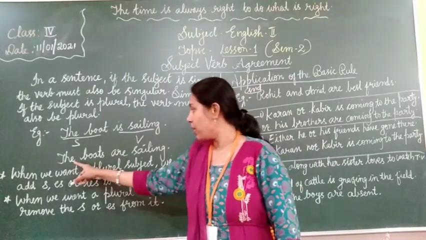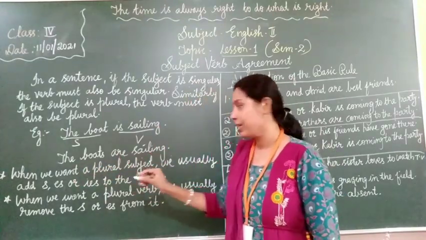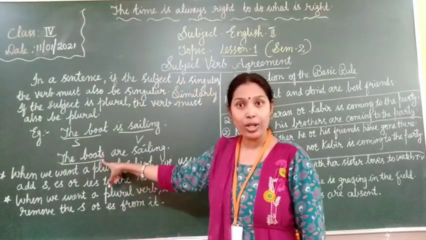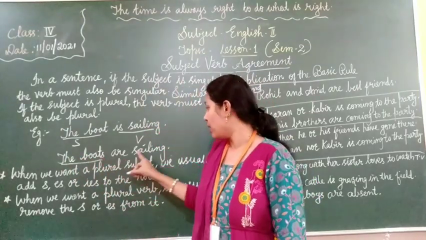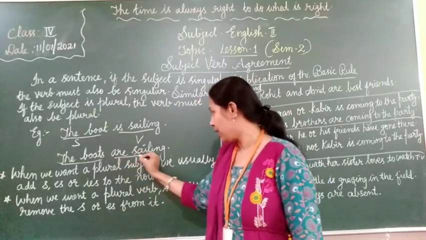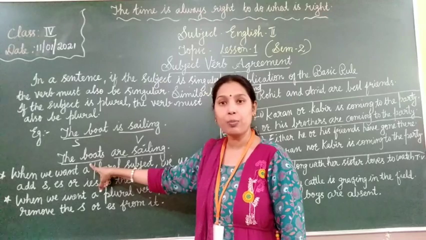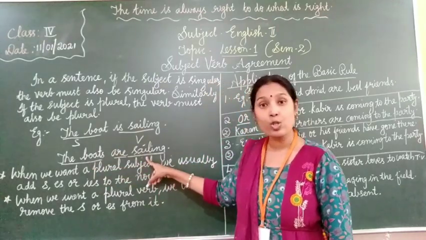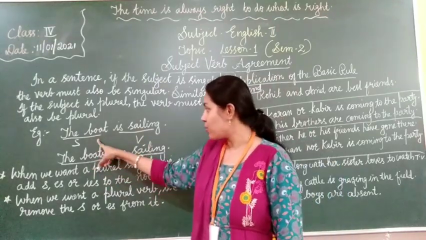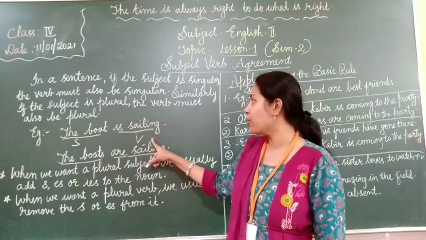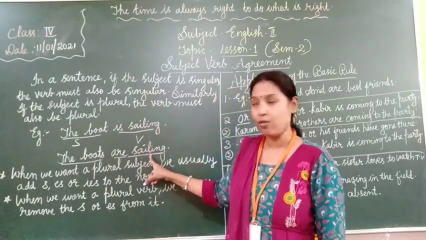See the next example. The boats are sailing. Here, what is the subject? The boats, a plural subject, more than one. And look at the verb, are sailing. This is also plural. If the subject is plural, the verb must also be plural. If the subject is singular, the verb must be singular. That is the agreement between subject and the verb.